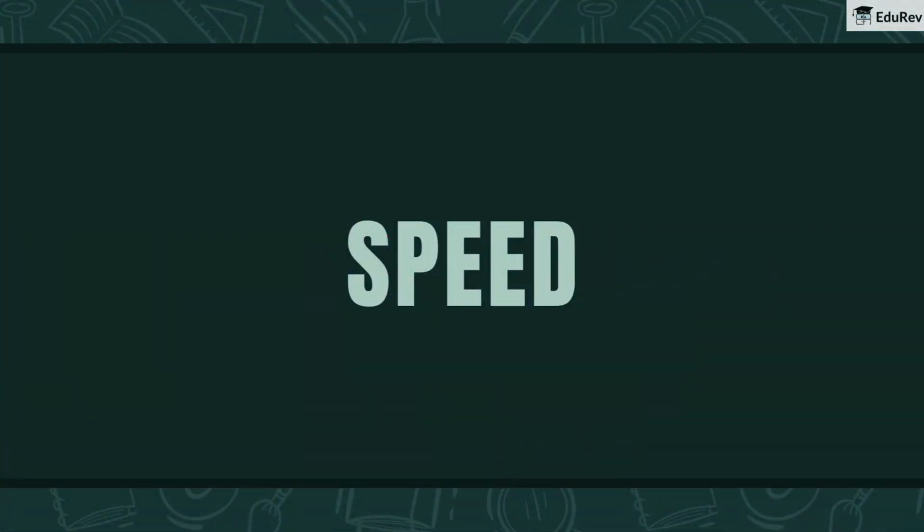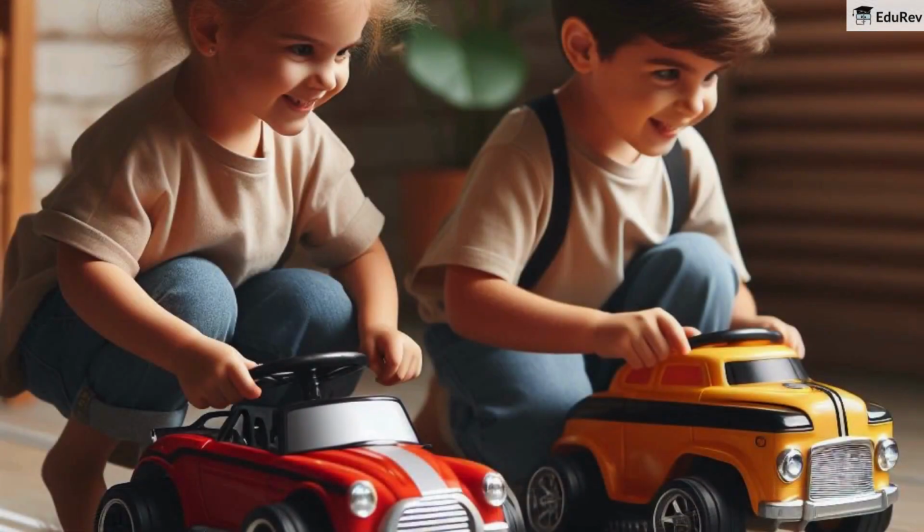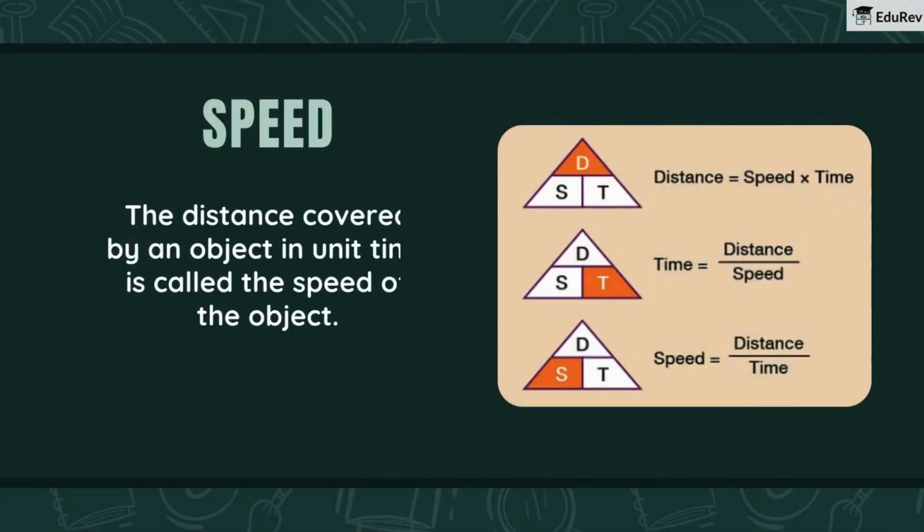Alright, let's talk about speed. Imagine you're racing your toy car against your friends. If your car covers more ground in less time, it means it's going faster, right? That's what speed is all about. The distance covered by an object in unit time is called the speed of the object. It's like figuring out who's the fastest runner in a race.